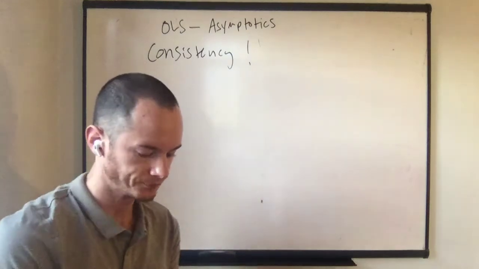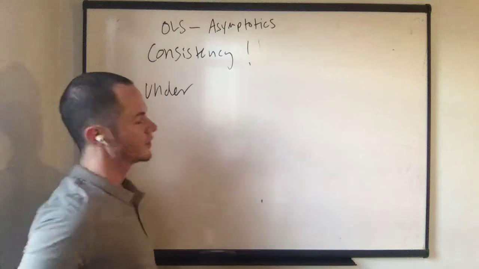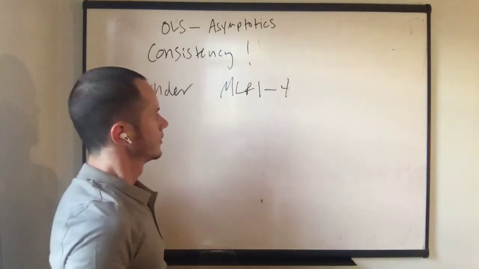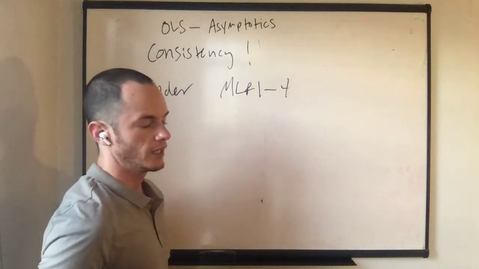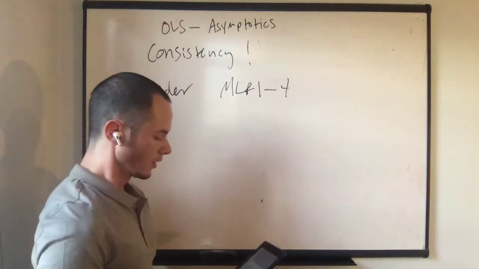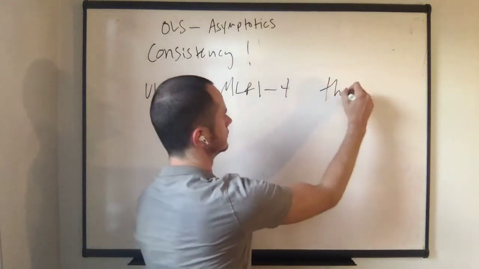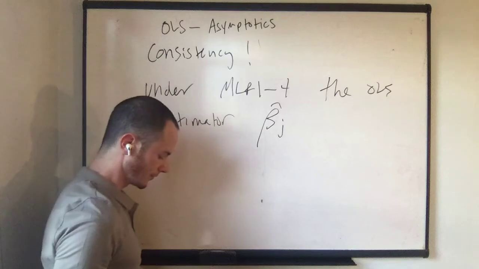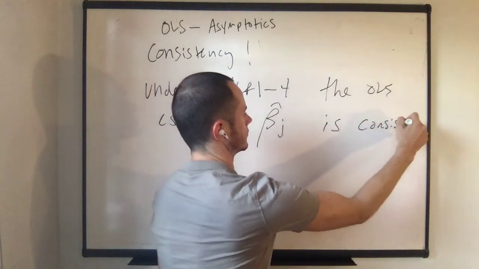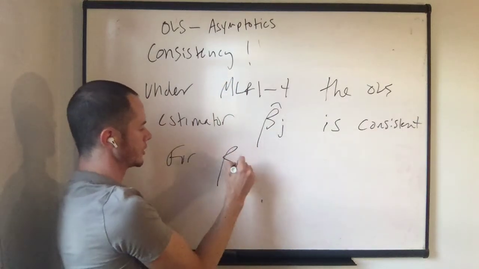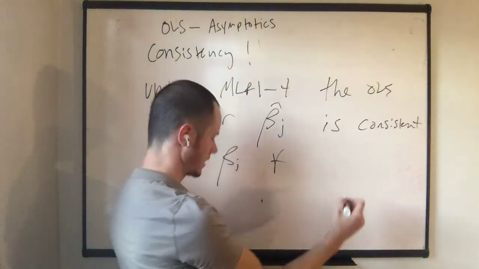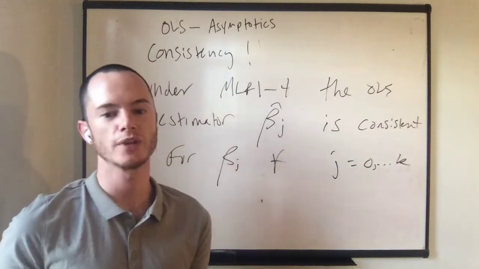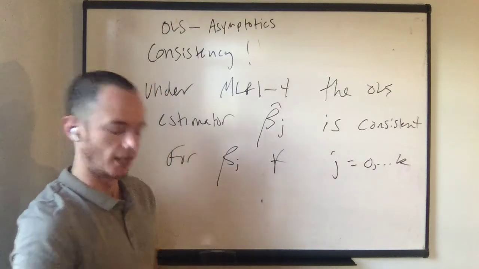The theorem is that under the first 4 multiple linear regression assumptions, MLR1 through 4, so we include all of the assumptions. We don't need homoscedasticity. We don't need the errors to be normally distributed here. So under the first 4, the OLS estimator beta hat j is consistent for beta j for all j, or j equals 0 through k, okay? So that's the theorem, and what we're going to do now for the rest of the video is prove this. Let's prove it.